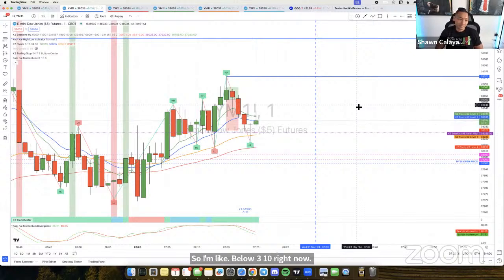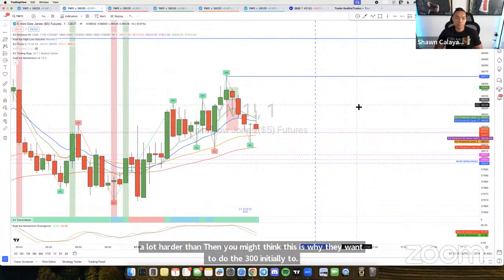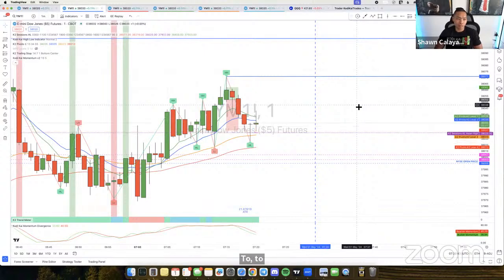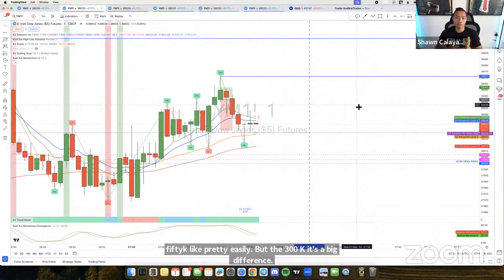which, man, the eval phase for Apex on the 300K is a lot harder than you might think. This is why I didn't want to do the 300 initially to start, because it is a lot harder. It's way harder than the 150. The 150 was pretty smooth. I think I could pass the 150K pretty easily, but the 300K is a big difference. I was hoping I'd be able to pass it within a month, but it's not that easy.